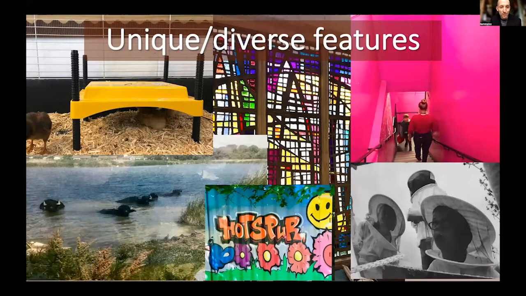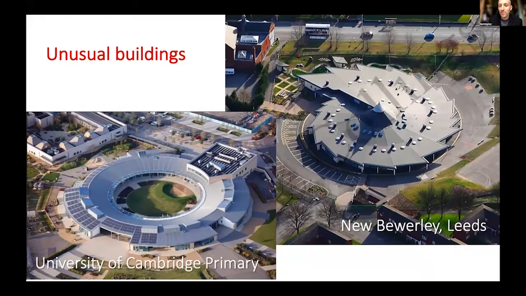And then look for some unique features that some of the schools have, whether they have animals, goats or chicks or water buffalo on the bottom left. One school in Eastbourne has stained glass windows, pink staircases, beekeeping, etc. These are two unusual buildings that are on our list: University of Cambridge on the left, New Burley and Leeds on the right, which we are revisiting this year.